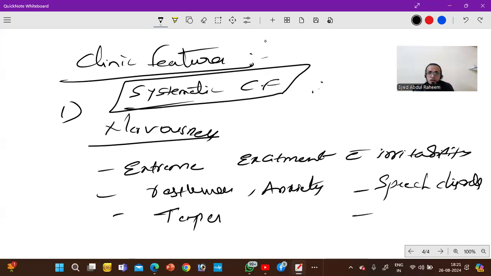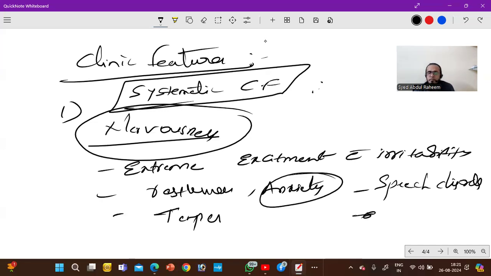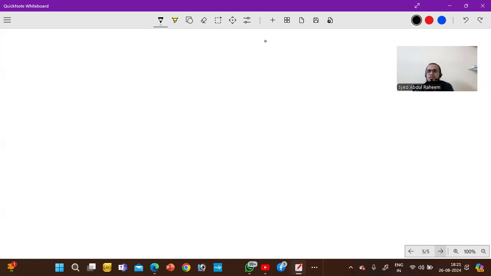We will talk about other symptoms also, but in hyperthyroidism, the nervous system related symptoms you can observe are extreme excitement with irritability. The patient doesn't sit in one place, has restlessness and anxiety, and palpitation. In an abnormal, advanced stage, there is speech disorder and loss of temper. So these are the nervous system related symptoms.